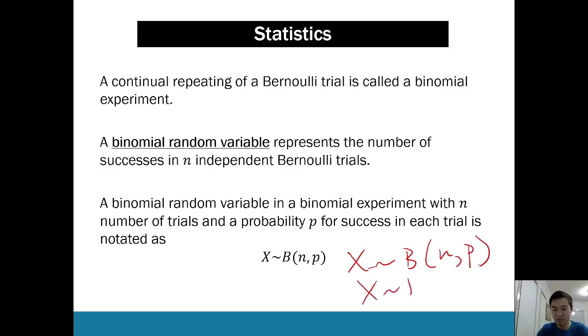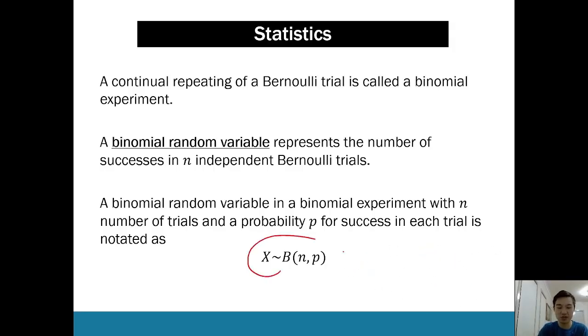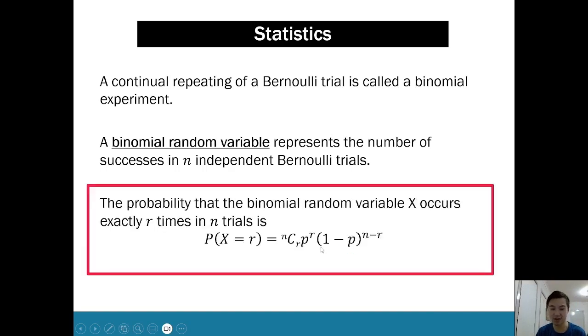You might also see this written as bin for binomial. I think on a reference sheet they use that notation. But that basically just says X is binomially distributed with n number of trials and p as the probability of success in each trial.